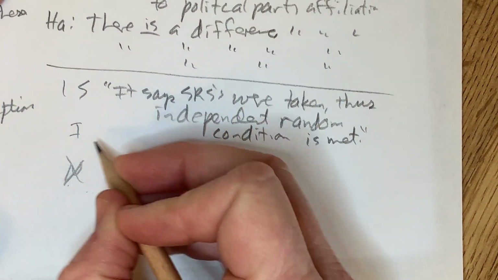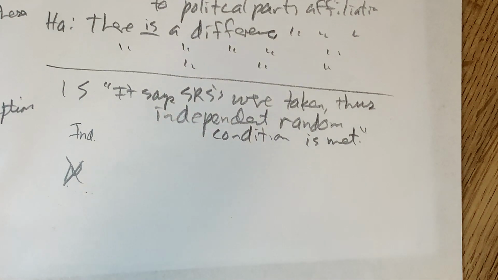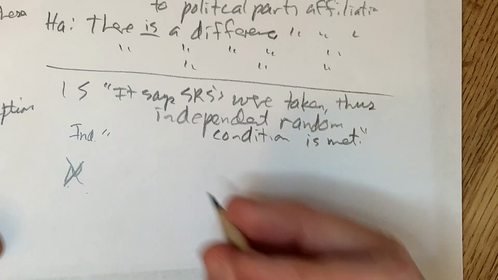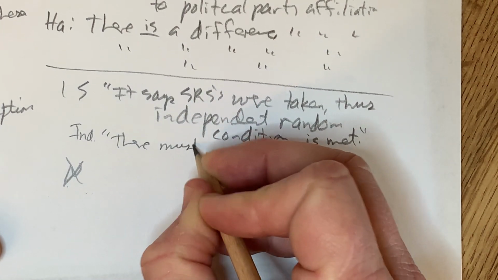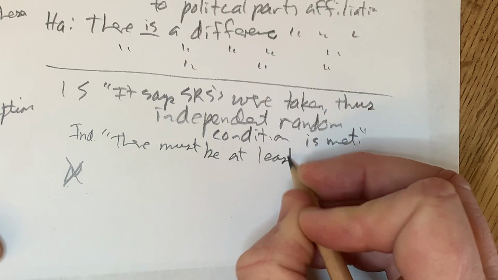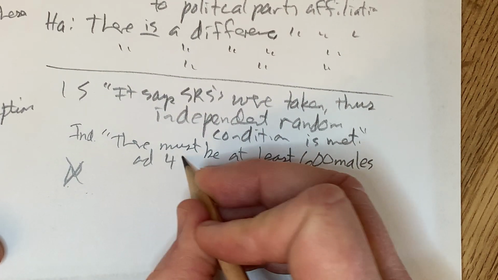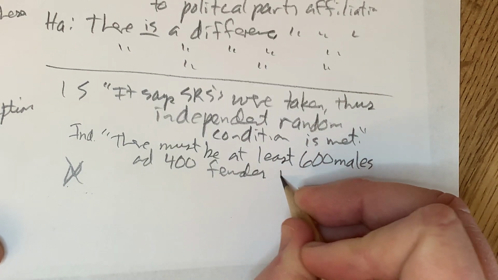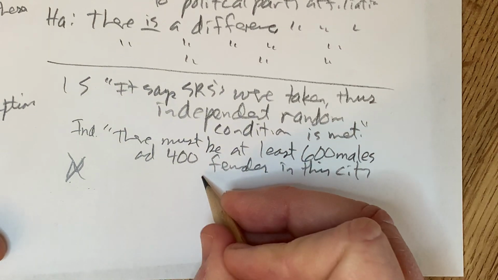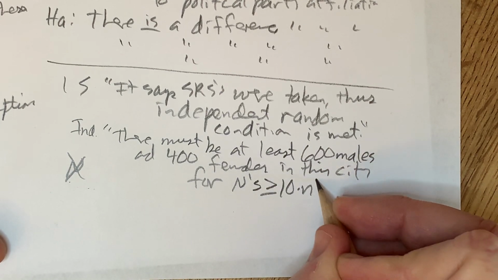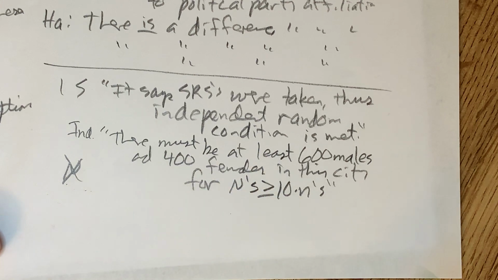Then we have our other aspect of independence. Because we're doing sampling without replacement, our population size has to be at least 10 times our sample size so that we aren't significantly changing our population by taking people out of it. We have two populations here, the males and the females. So you would say there must be at least 600 males, that would be 10 times the sample size of males, and 400 females in this city for our population sizes, there are two of them, to be greater than or equal to 10 times our sample sizes. And you can write them like that. That's standard notation for population size and sample size.